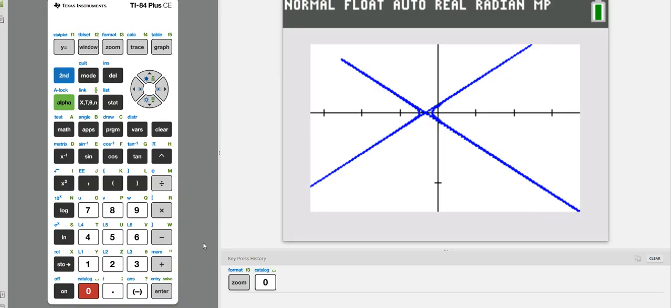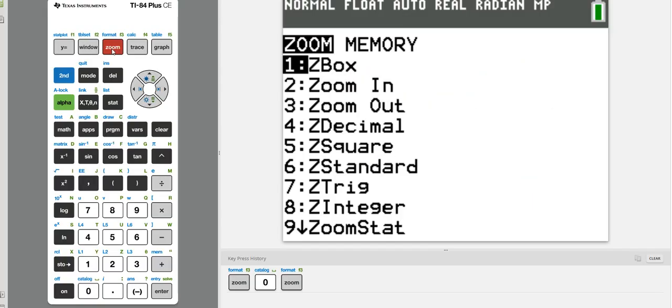Now, chances are we're interested in this spot in here. So let's do a couple things to make this graph look a little prettier. So the first thing I want to do is zoom in on this. Now I could spend some time and scratch my brain a little bit and think about where I want to zoom in, but rather than try and figure it out with numbers, let's figure it out with pictures. Hit the zoom key, then the number 1. That's zoom box.